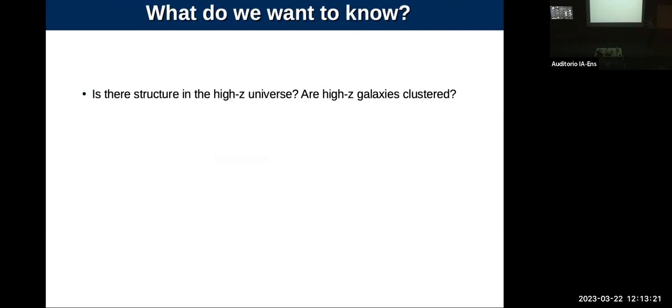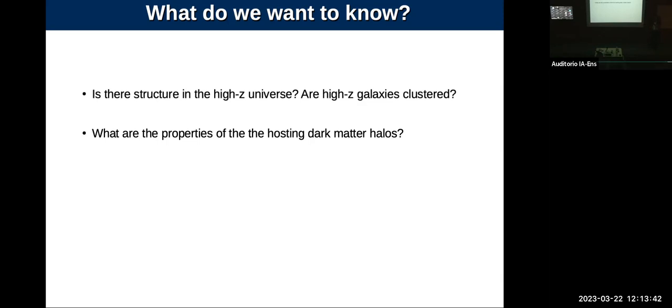Now, what do we want to know? Some of the goals of my thesis were to investigate whether there is structure in the high redshift universe, or in other words, are high redshift galaxies clustered? Then we also wanted to know what the properties are of the dark matter halos that host these high redshift galaxies. And we wanted to explore how galaxies are distributed within those dark matter halos.